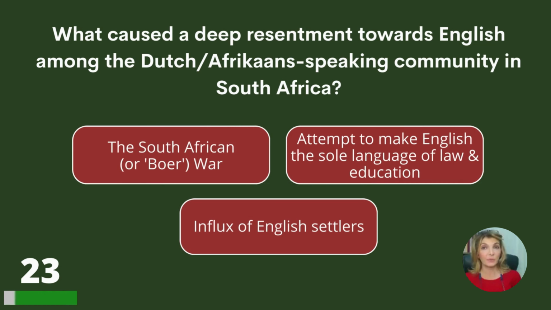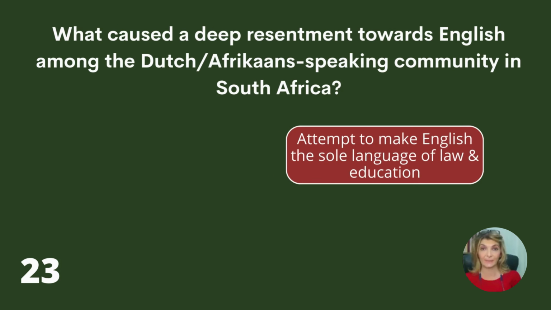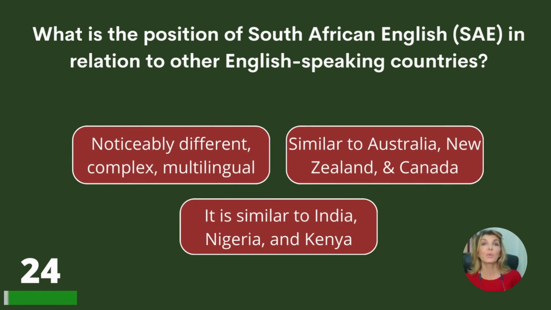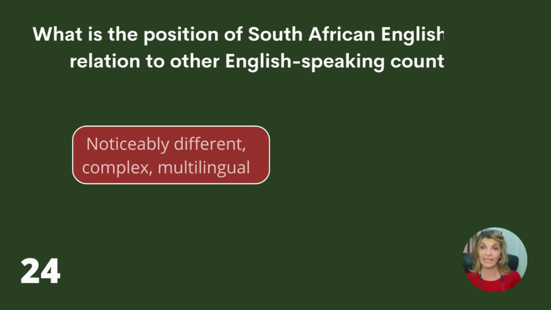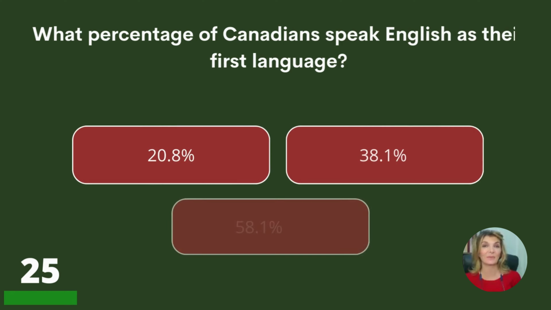What caused a deep resentment towards English among the Dutch Afrikaans-speaking community in South Africa? The South African War, the attempt to make English the sole language of law and education, or an influx of settlers from England? The attempt to make English the sole language of law and education. What is the position of South African English in relation to other English-speaking countries? Noticeably different, complex, multilingual; similar to Australia, New Zealand, and Canada; or similar to India, Nigeria, and Kenya? It is noticeably different, complex, and multilingual.